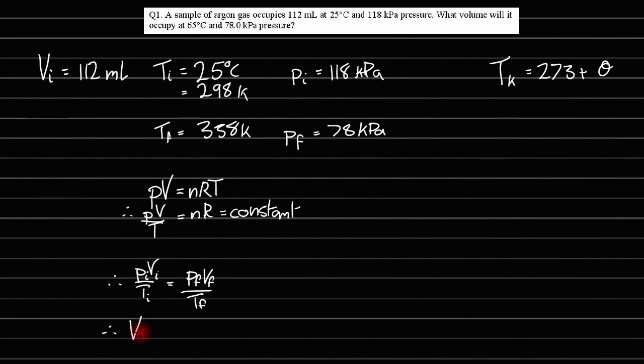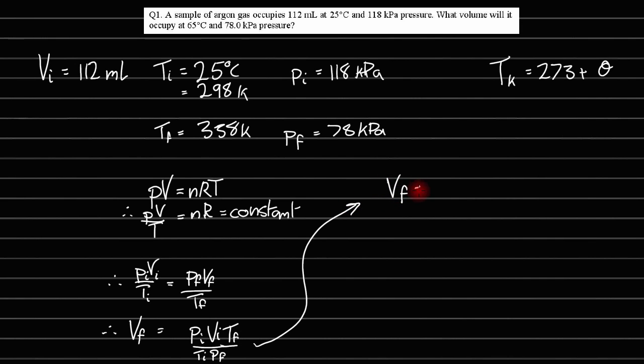So therefore, volume final. The way I like to do this is just write down our final term and then think about it as we're going through. So we still have these terms on the left: pressure initial, volume initial over temperature initial. But then we'll be timesing by temperature final, and then dividing by pressure final. I'm running out of space, so let's bring this up here.